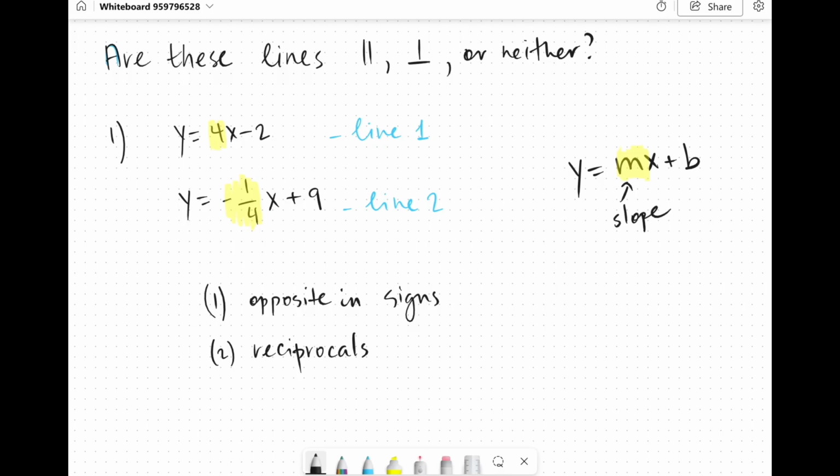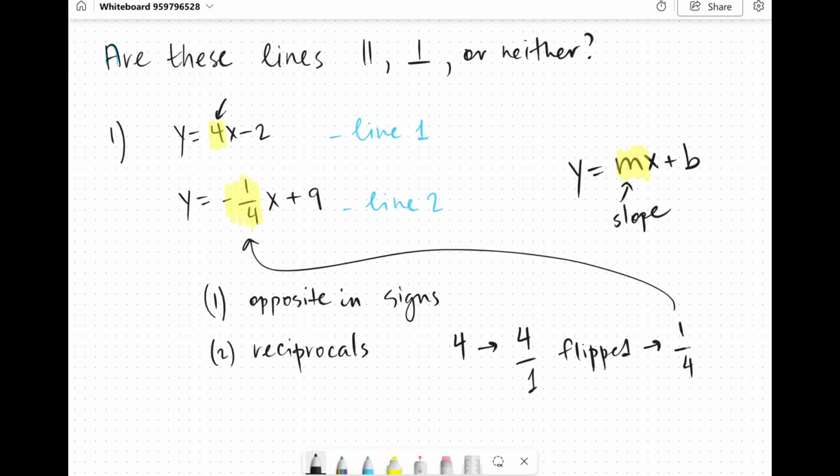That means they have to be flipped. So if you take the first slope and flip it, meaning put the top of that fraction to the bottom and vice versa, if you get the second slope, that means the lines are perpendicular. Well, your first slope is 4. And some might ask, well, how do I flip it? Well, 4 can actually be written as 4/1. So once you flip it, you get 1/4, which is exactly what we have in the second line, combined with the condition that they're opposite in signs, our two lines are perpendicular.